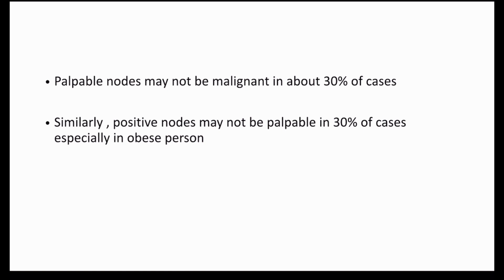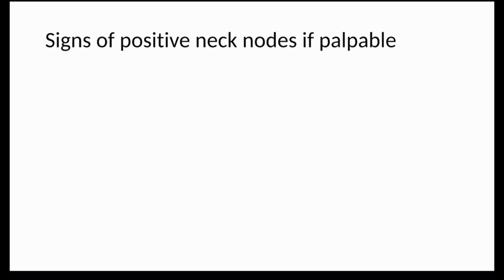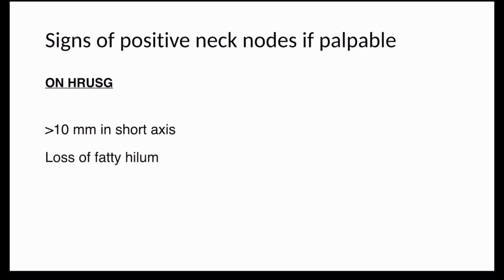How do you manage oral cancer with operable neck nodes? Palpable nodes, especially if not hard and mobile, may be due to infection. Hence a palpable node may not be positive and vice versa. Any sign of fixation of the node to adjacent structures or hard consistency indicates a positive node. High-resolution USG may help in diagnosing tumor nodes. Signs of positive neck nodes, if palpable on scan, are greater than 10 mm in short axis, loss of fatty hilum, central necrosis, and cystic nodes.